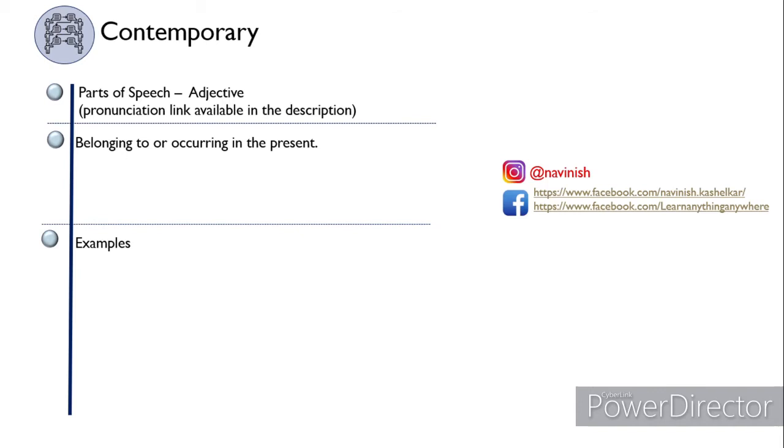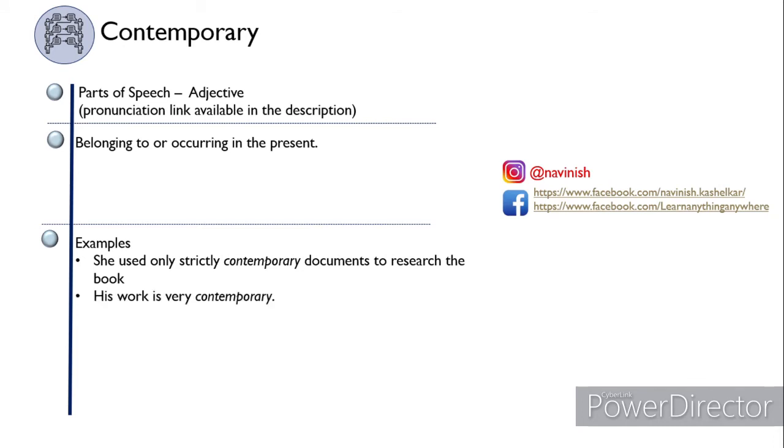Let's look at a few examples. She used only strictly contemporary documents to research the book. So the same example. His work is very contemporary. That means his work is compared to today's time or today's situation. She writes a lot of contemporary music for people like Whitney Houston.